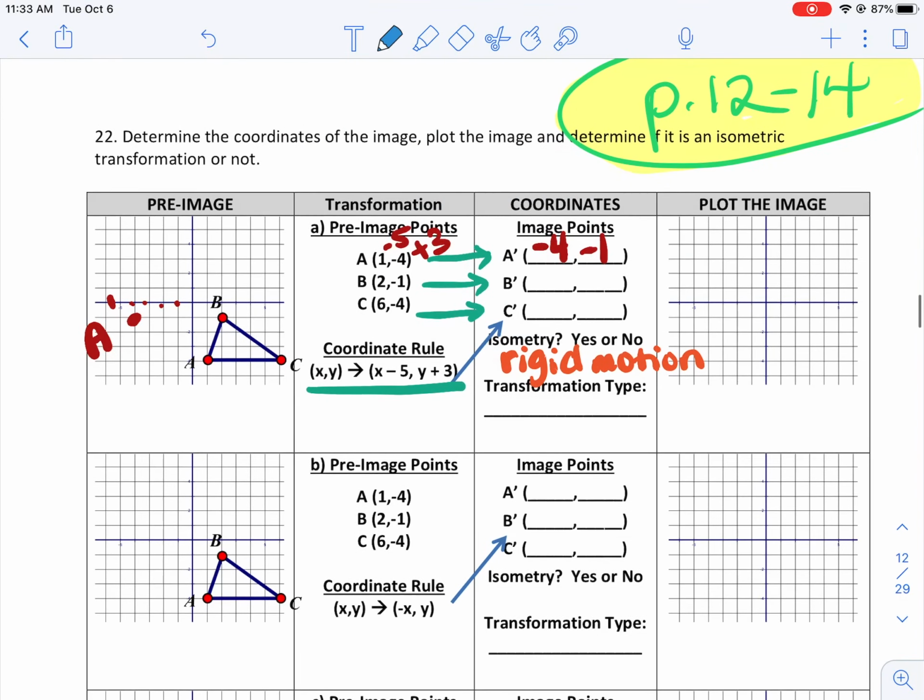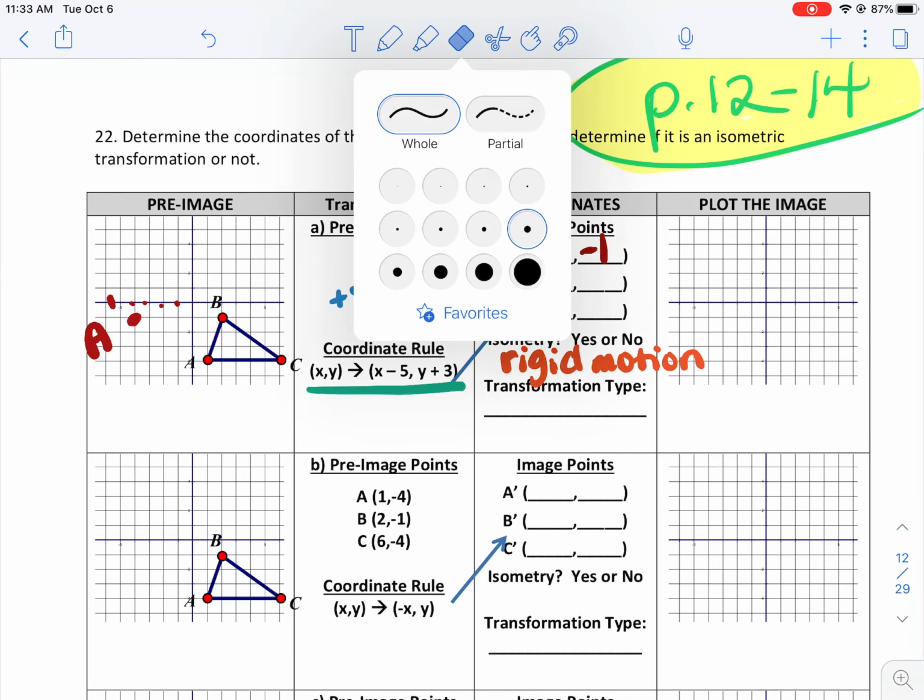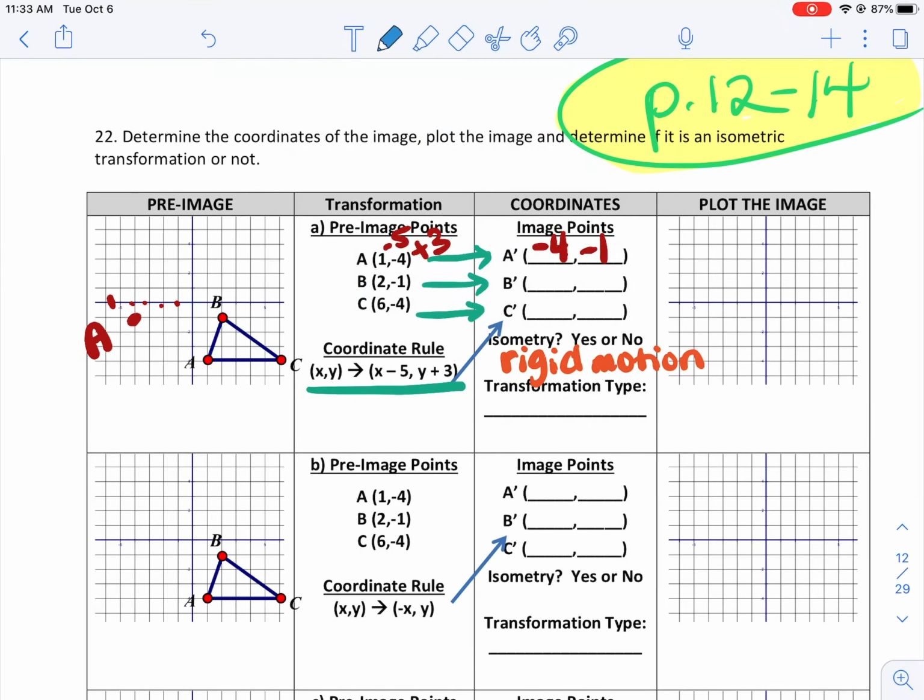We're going to do the same thing for B. I'm going to add 5, oh, careful, I'm not adding 5. I'm going to take away 5 and add 3. So negative 3, comma 2. So let's check. Negative 3, 2. That looks nice.